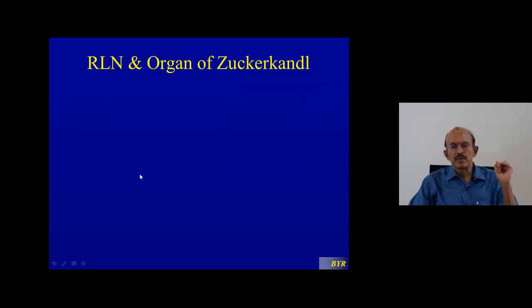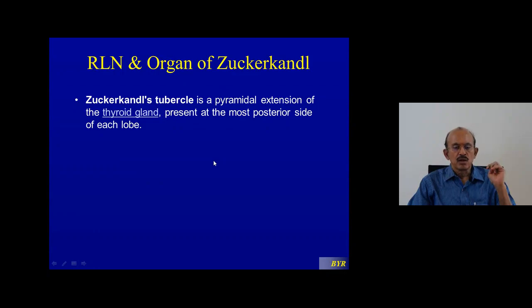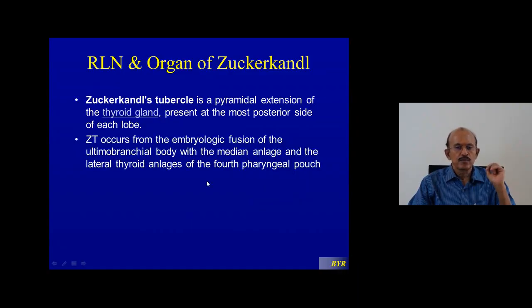Then the nerve also can be identified if you can detect the organ of Zuckerkandl. Zuckerkandl's tubercle is a pyramidal extension of the thyroid gland, present at the most posterior side of each lobe. It occurs from the embryologic fusion of the ultimobranchial body with the median anlage and the lateral thyroid anlagen of the fourth pharyngeal pouch. Of course, I will tell you about this point when we talk about the development of the thyroid gland. It is a constant landmark for the recurrent laryngeal nerve and for the superior parathyroid gland.